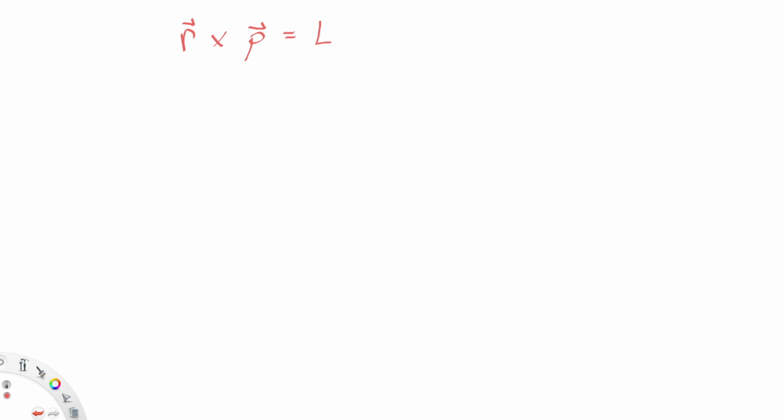All right. Let's take a look at what this looks like. We can use our same kind of trick that we used last time if we only want to talk about the magnitude of these. So we can say the magnitude of L is equal to r p sine theta. And p, of course, is m times v. So we have r m v sine theta.